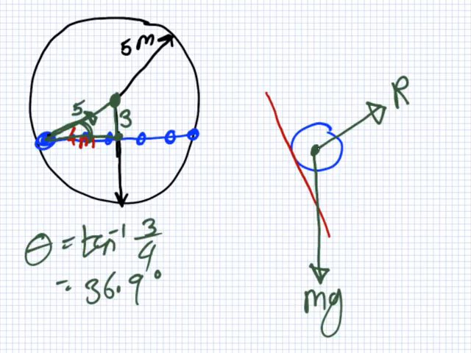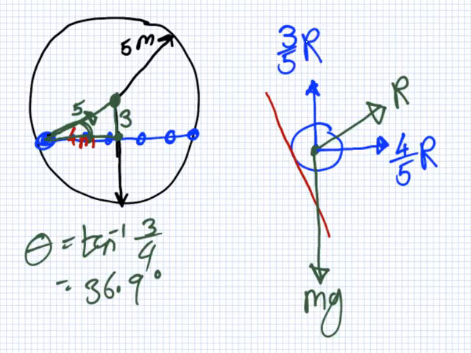So here, this will be R cos, and this will be R sine. So what is the cos of this angle? 4 over 5. So this is 4/5 R, and here this is sine, which will be 3/5 R. Okay, so I'll continue, but I'll just give you a chance to get this down.